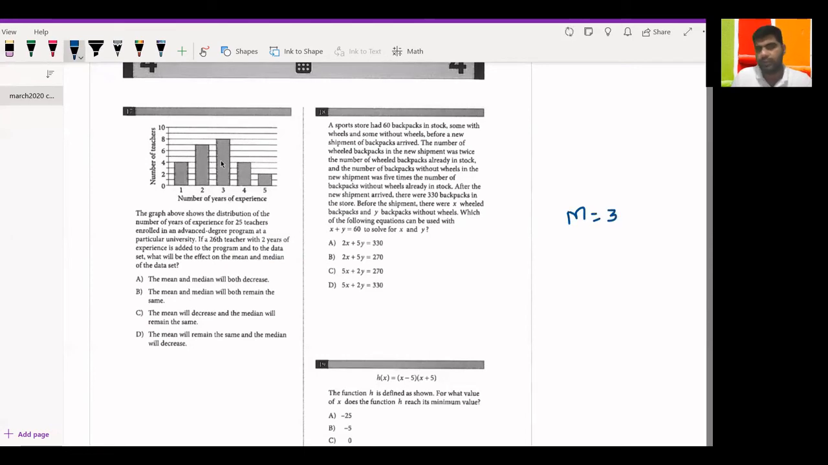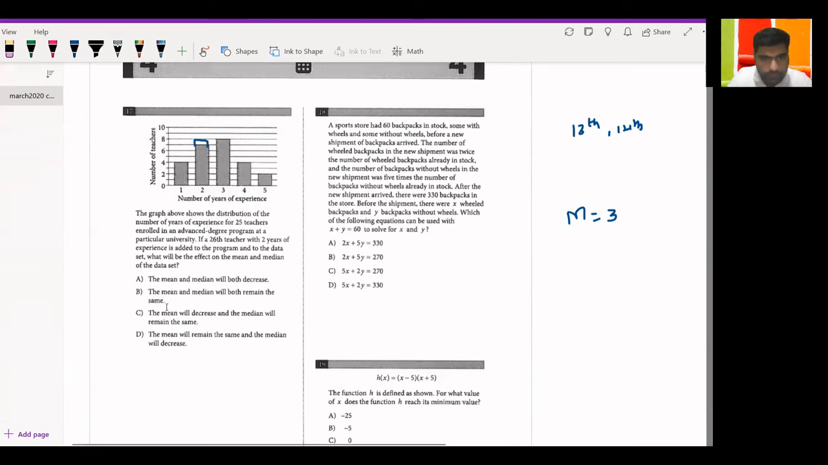If I add one more teacher with 2 years of experience, so this bar grows to 8. Total number of teachers are 26. So my median is going to be the years of experience for the 13th and 14th teacher. So let's calculate again. 4 plus 8 is 12. 12 teachers are here. 13th and 14th teacher are both here with an experience of 3 years. So the median again is 3. The median remains unchanged. However, the mean is going to change.